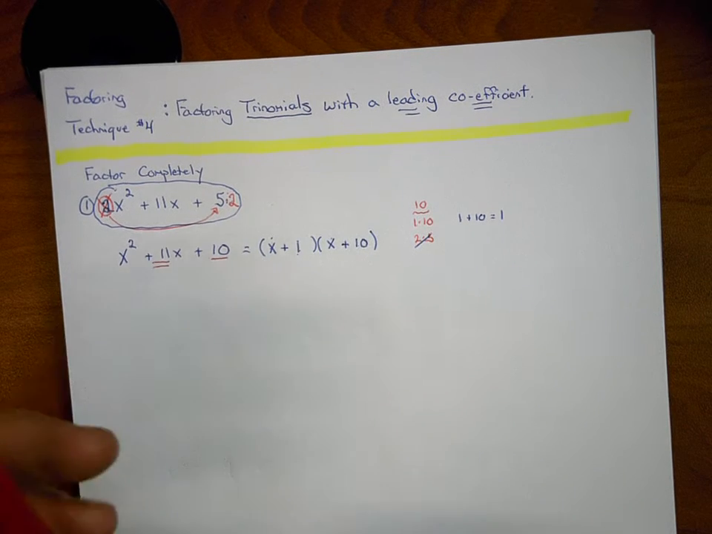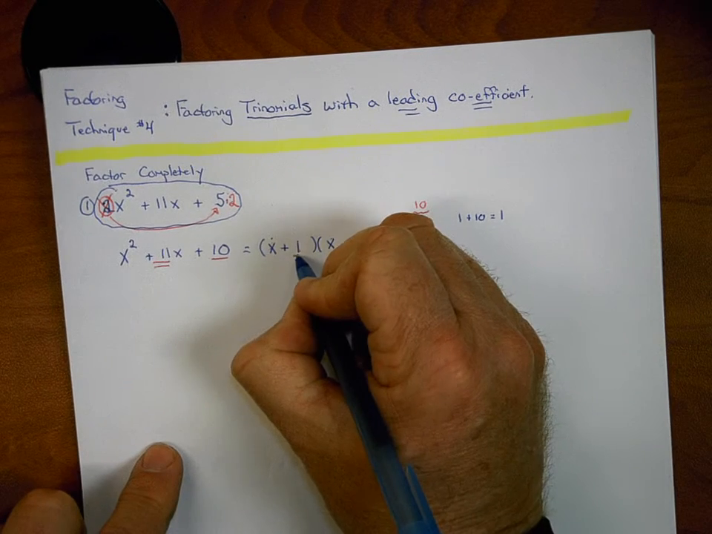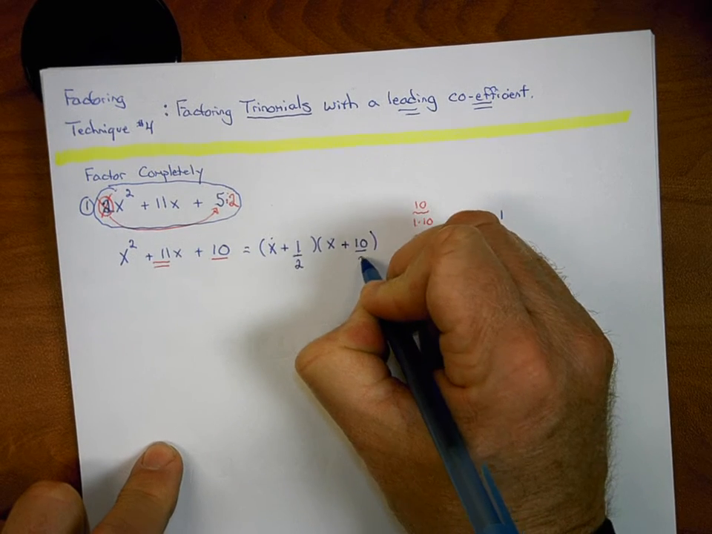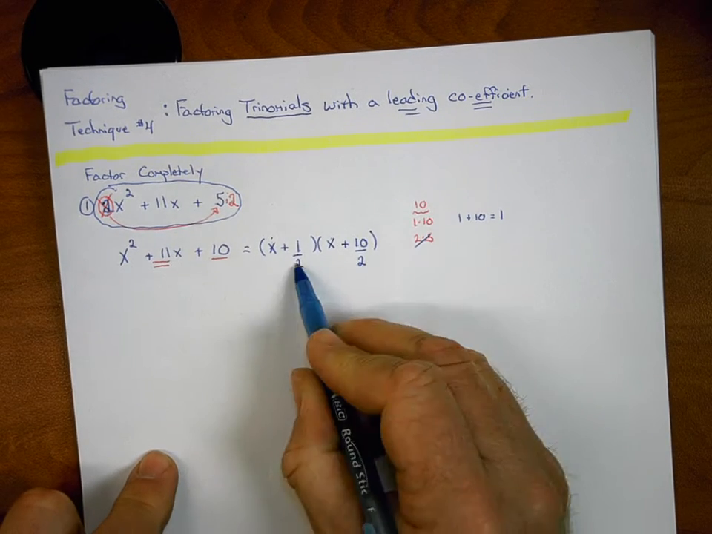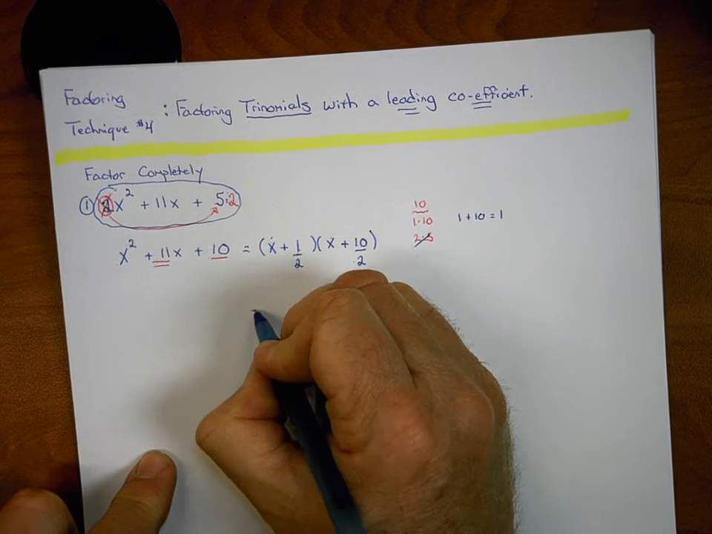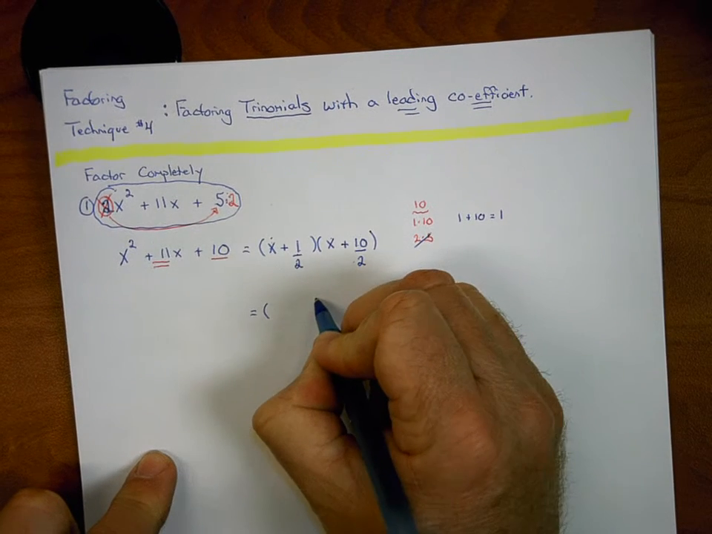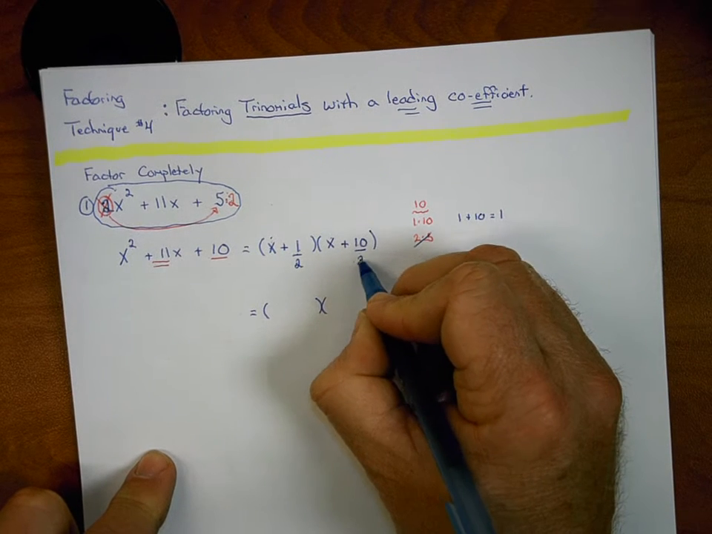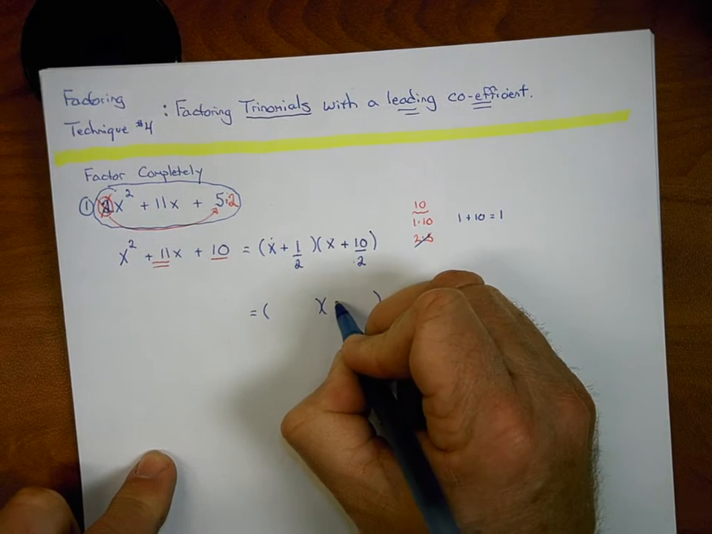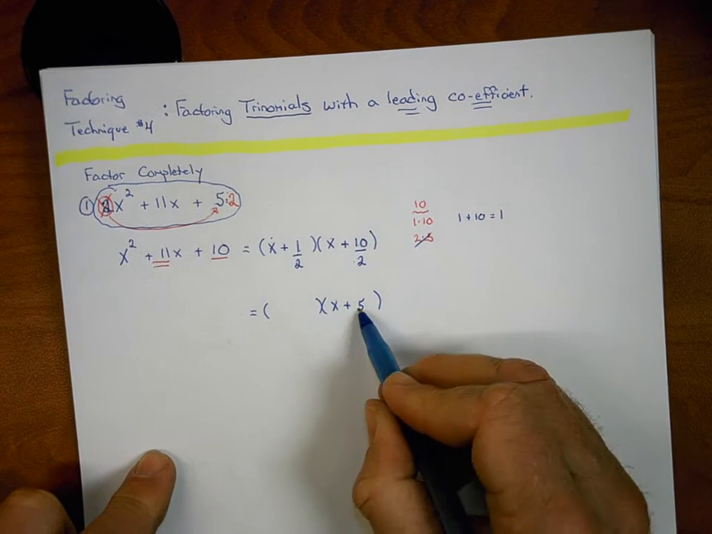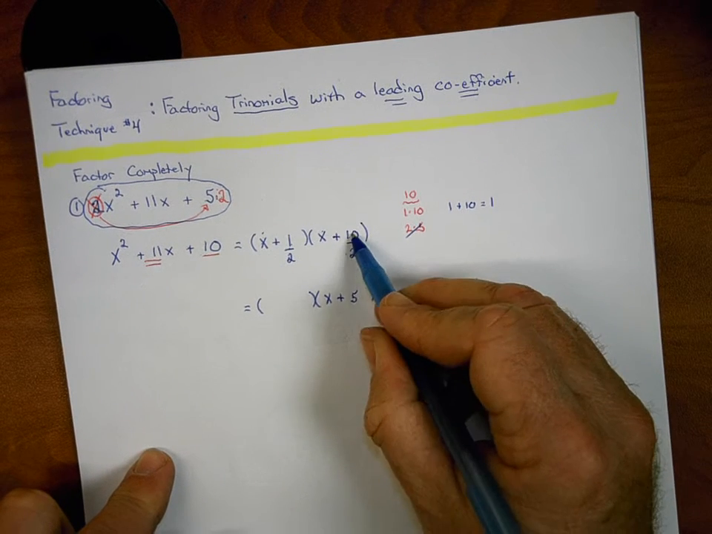So what I do is I divide that 1 by 2. And I divide that 10 by 2. Why am I dividing by 2? Because I multiplied by 2 at the beginning. And this gives me a final answer. Okay, and here's the rule. If the 2 divides into the number evenly, go ahead and divide it. So this second parenthesis becomes x plus 5. Why 5? Because 2 divides into 10 to make 5.